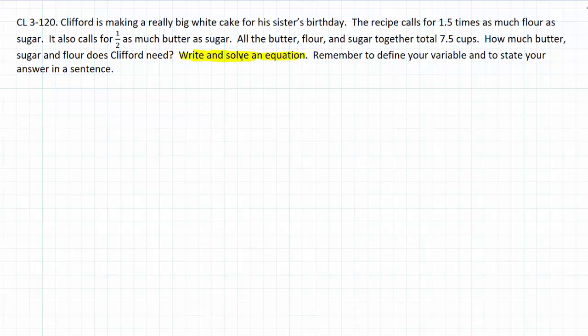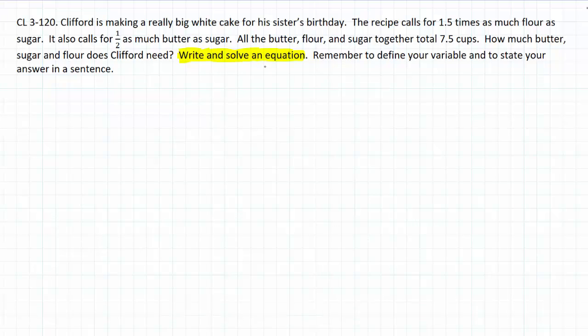Now, a lot of you guys are trying to do your work and just write a lot of scribble throughout your paper, but please make an effort to write an equation and solve an equation. It seems like it's additional work, but it does make your lives a lot easier. So how do we do an equation?